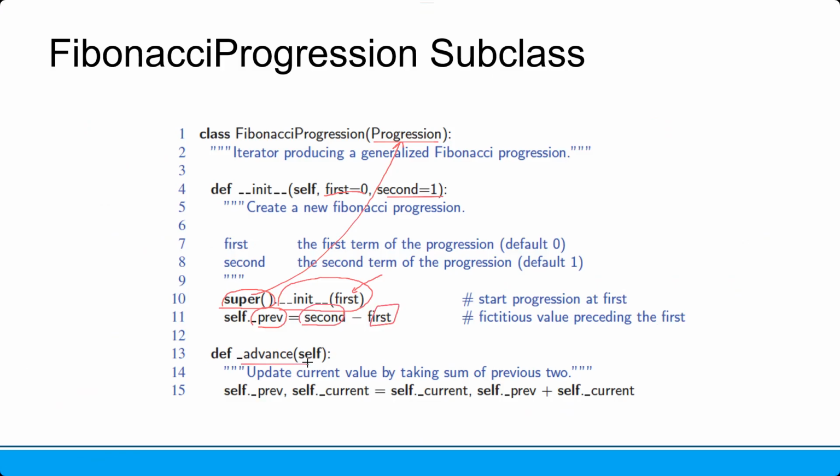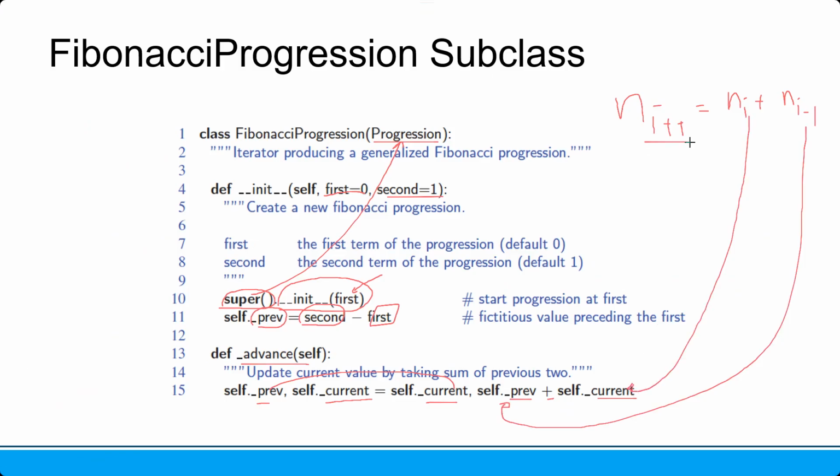And if you want to go to the next stage, it means I want to know what the previous is, which is the current, and the current means the previous plus the current. So this is the formula: n_(i+1) equals n_i plus n_(i-1). The previous means this one, the current means this one, and n_(i+1) means the new current.